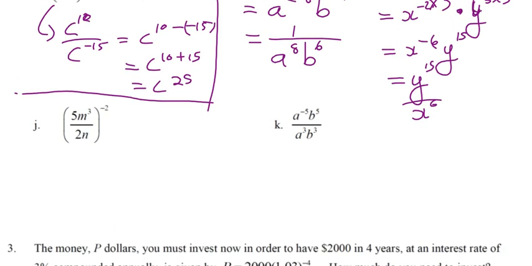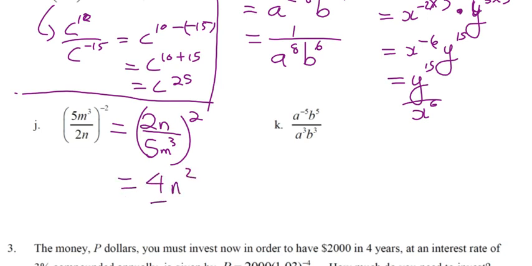This guy, flip it. Change the exponent to positive. Make sure you are squaring the numbers. Power to a power: it's 2 squared n squared over 5 squared m to the 6th. 2 squared is 4. 5 squared is 25.